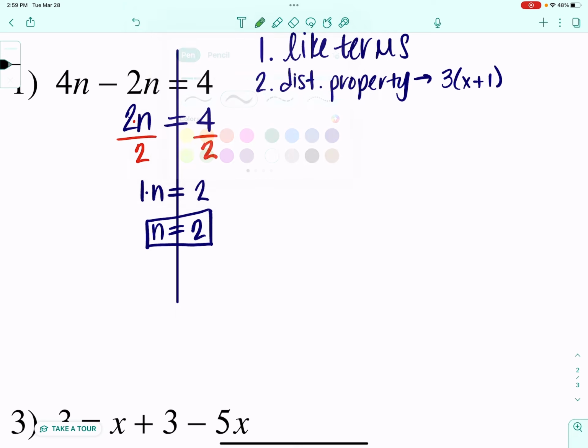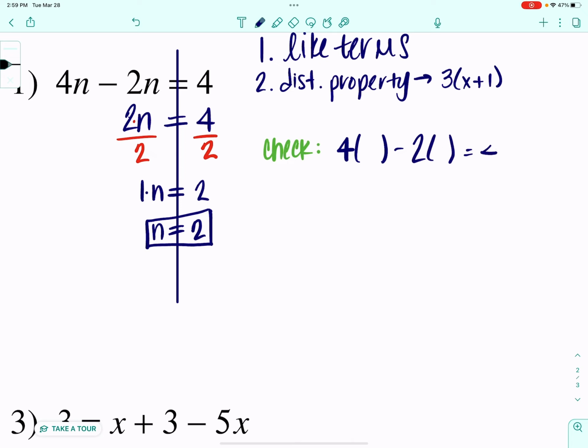If I wanted to check it, if I wanted to see if I had the right answer before I turned in my paper, I can totally do that simply by plugging the 2 into my original equation and checking to see if I get 4 as the result. So if I plug in the 2 for the n's, I would have 8 minus 4. And the last time I checked, 8 minus 4 was 4, which is absolutely always going to be equal to 4.